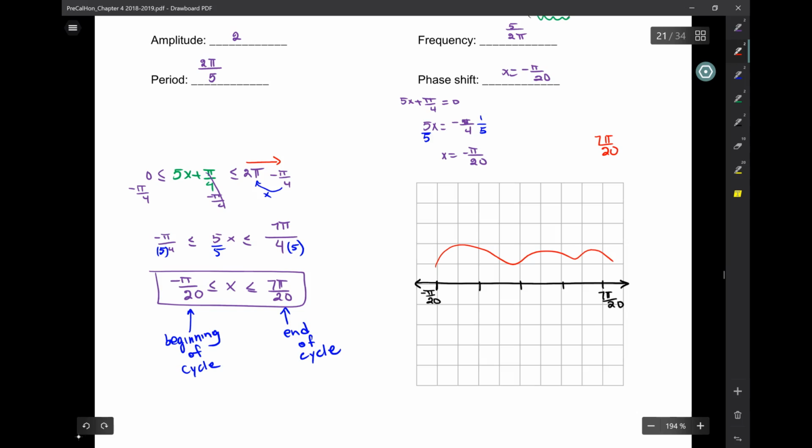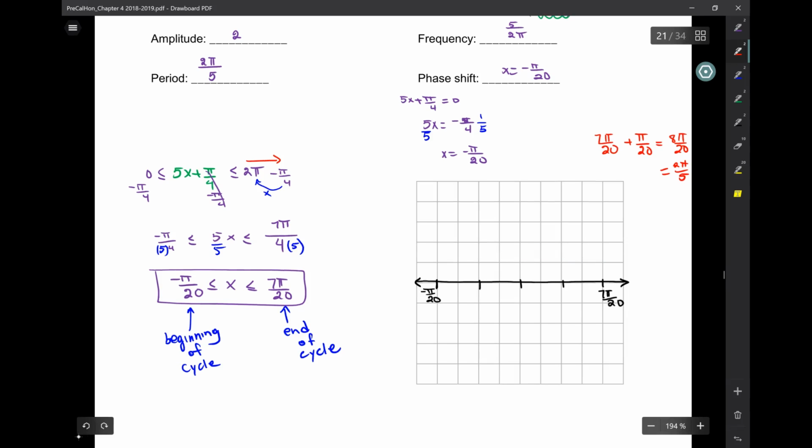If you take this minus that, 7 pi over 20 plus pi over 20 is what? 8 pi over 20, which is how much? By 4, 2 pi over 5. It's this minus this, so it's minus minus plus, right? 2 pi over 5. So do you see that? The distance between is 2 pi over 5. That's where the period is.